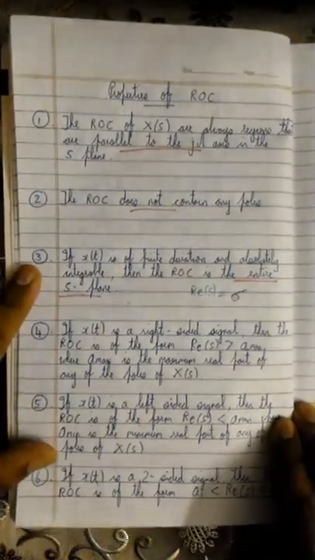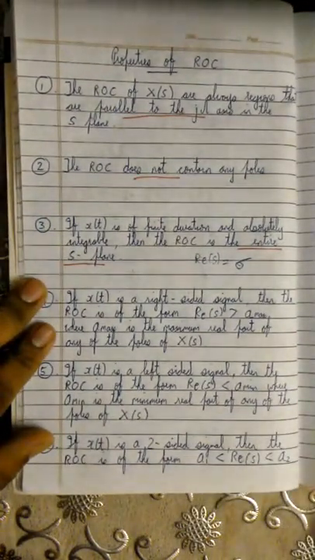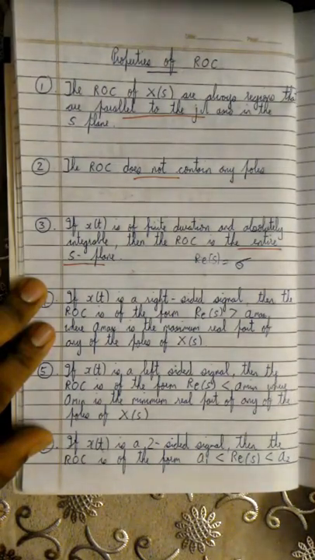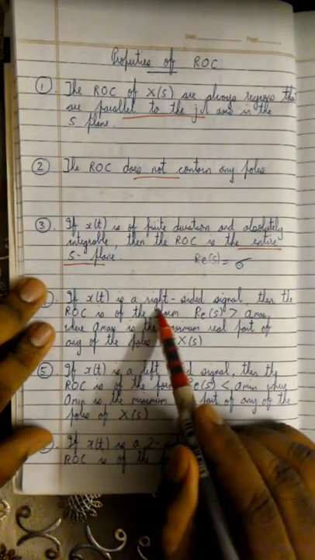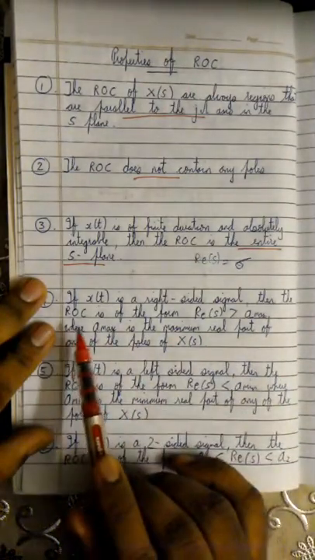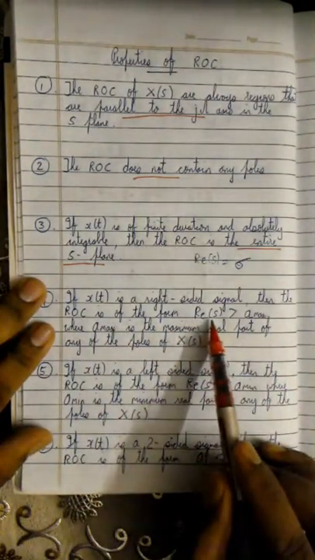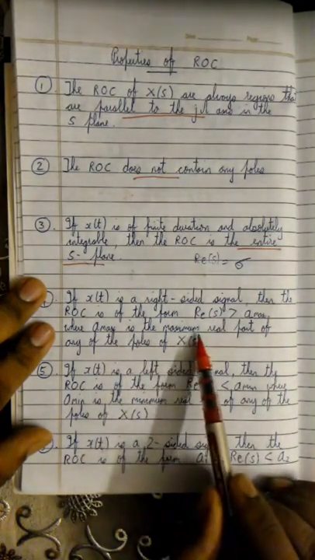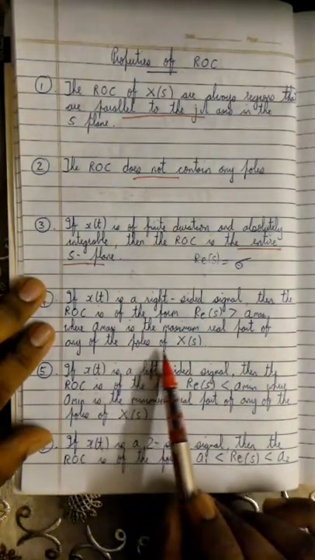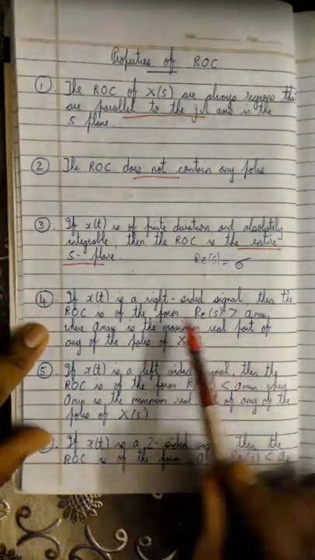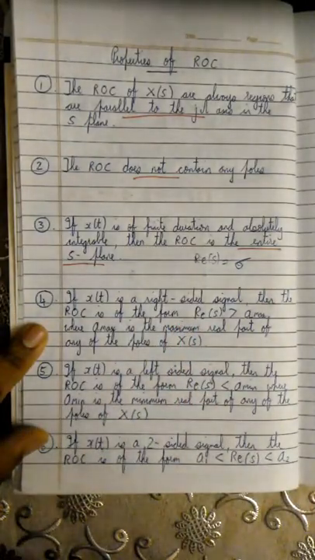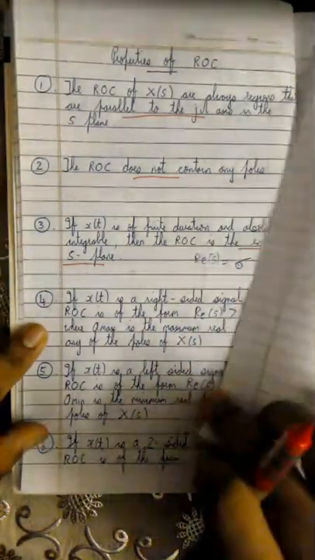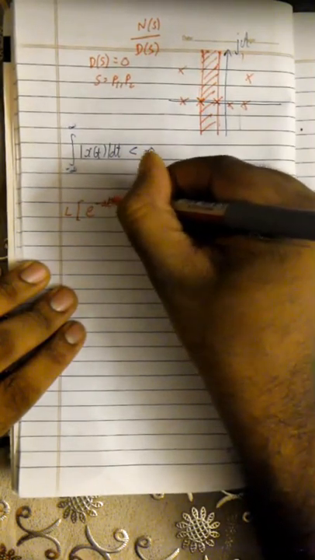Okay. Now let's look at the fourth property. It states that if x of t is a right-sided signal, then the ROC is of the form sigma, or real part of S, greater than A max, where A max is the maximum real part of any of the poles of X of S. So what the fourth property means is, if you remember the first problem that you did in Laplace transform, finding the Laplace transform of e raised to minus at into u of t.